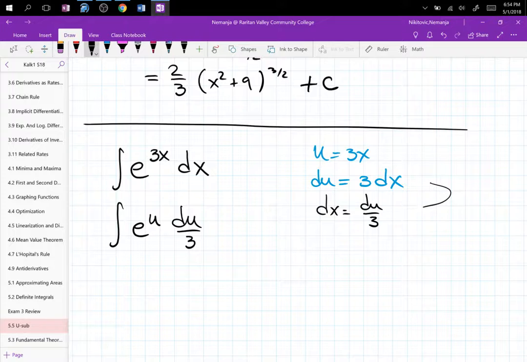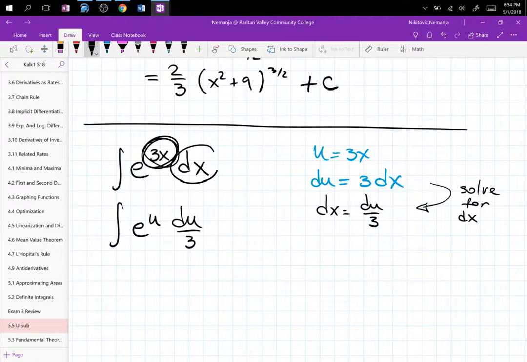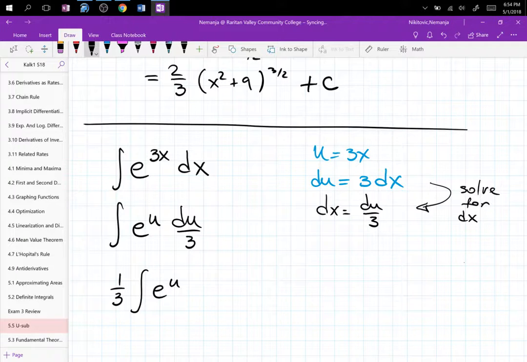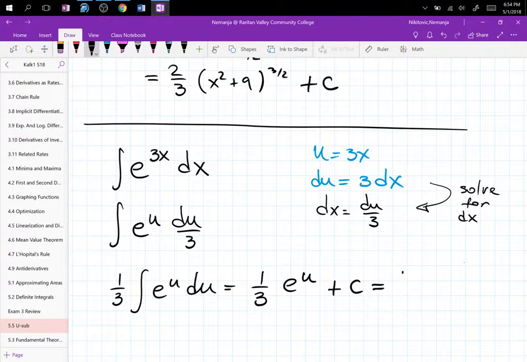Right? So I solve for dx because I have to plug in stuff for the exponent. I have to plug stuff in for dx. That's always the case. So now I get to kick 1/3 in front of the integral, and I just have e to the u du, which is 1/3 e to the u plus c. Again, I don't care about u, I care about x. So there we go.